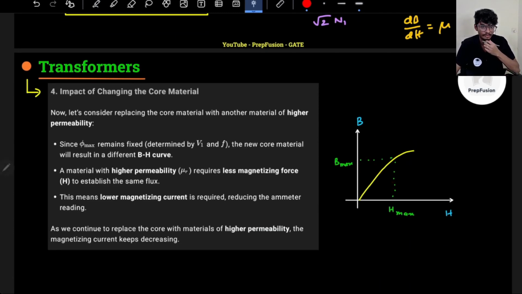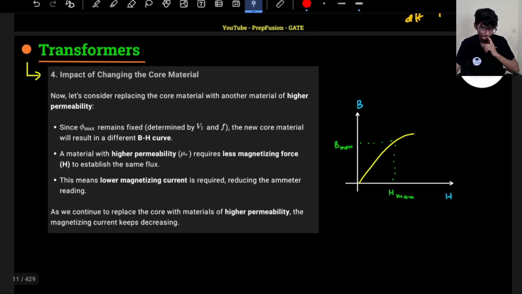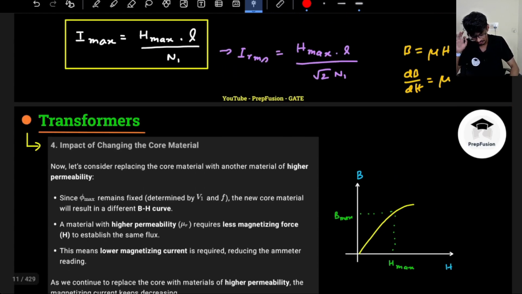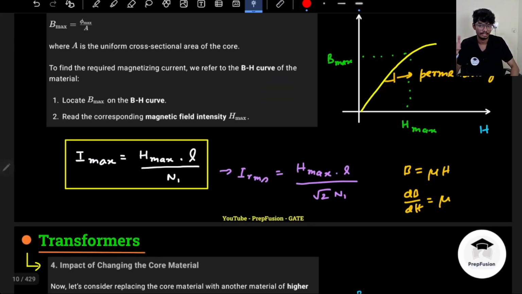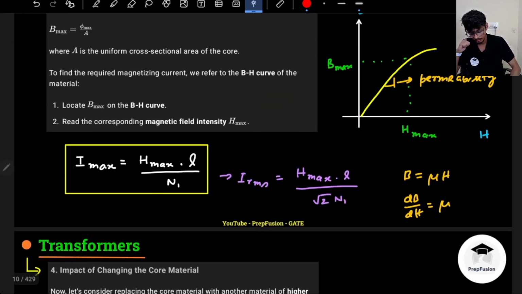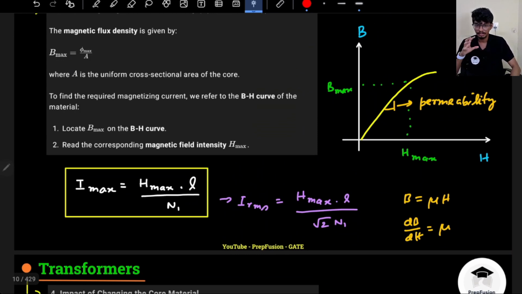What will happen actually if I keep on changing the material? If I'm choosing a better material, whatever material I have, how will I choose the better material? Better material means the permeability will be very high, that it will permit all the magnetic field, all the flux lines. In chapter 0 we had discussed this permeability concept.